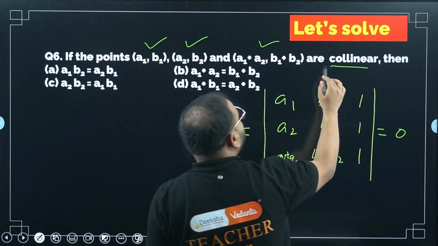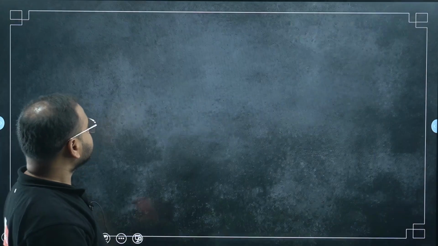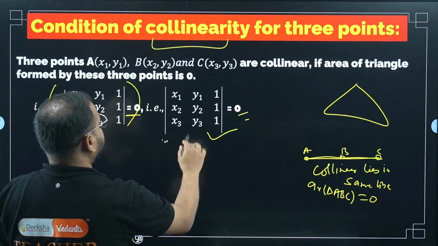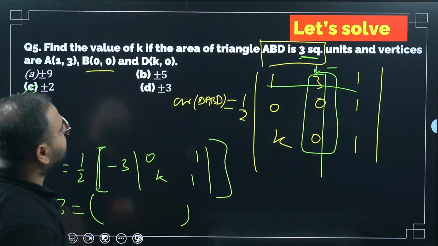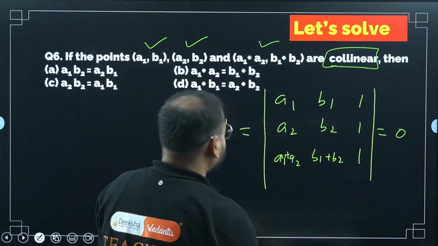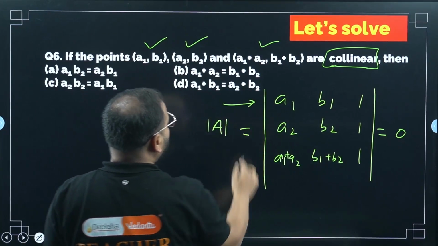Why, sir? Because it is collinear, no? In collinear, what happens? The determinant becomes equal to 0. See here, this part becomes equal to 0. Same thing I've taken here. So next is simplifying it. I can do it across the first row only.